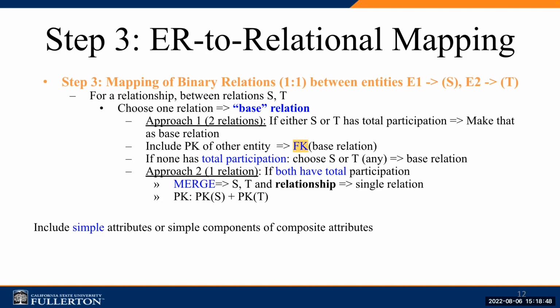And the primary key of this new relation would be the primary key of S combined with the primary key of T. And in step 3, you also include any simple attributes or the simple components of any composite attributes.